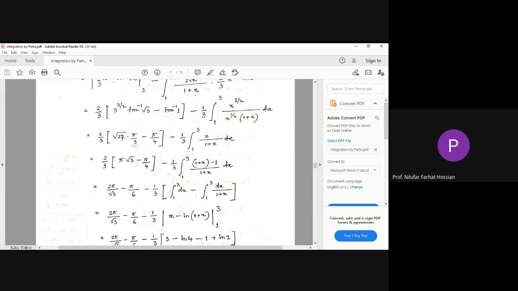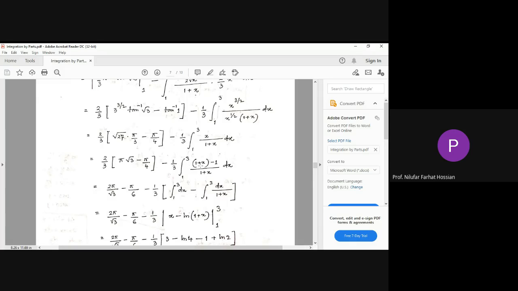So here it is pi into what? It will be root over 9 into 3 and root over 9 means 3. So 3 into root 3 divided by pi by 3. So 1, 3 cancel out. It will be pi into root 3. And then minus pi by 4, 1 over 3 and separate the terms.